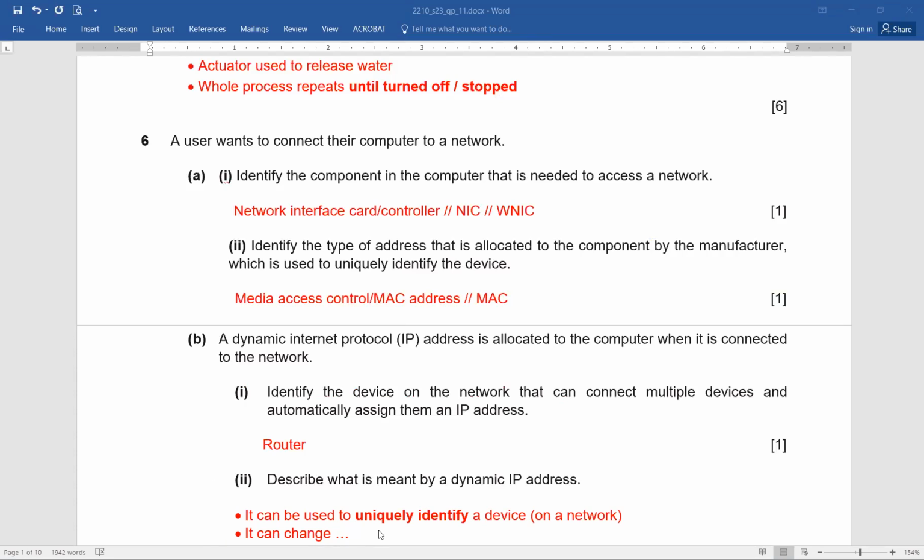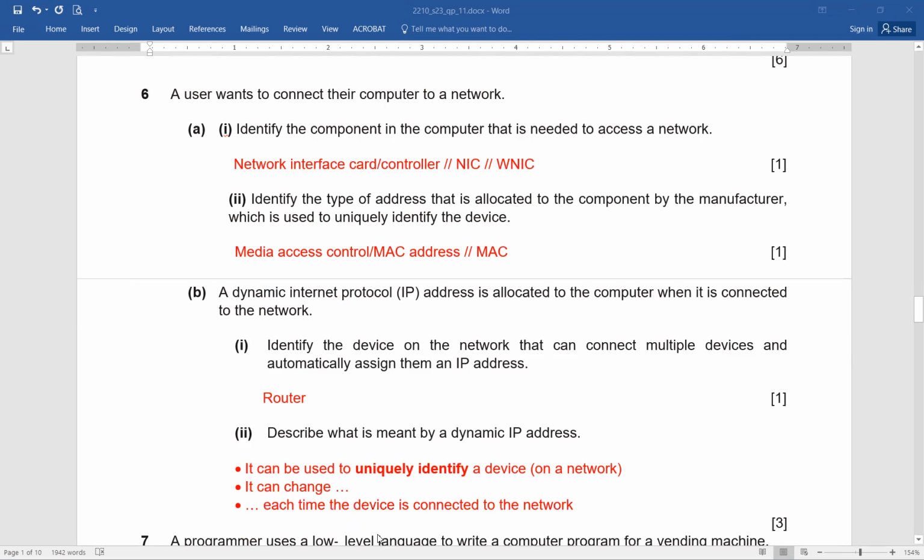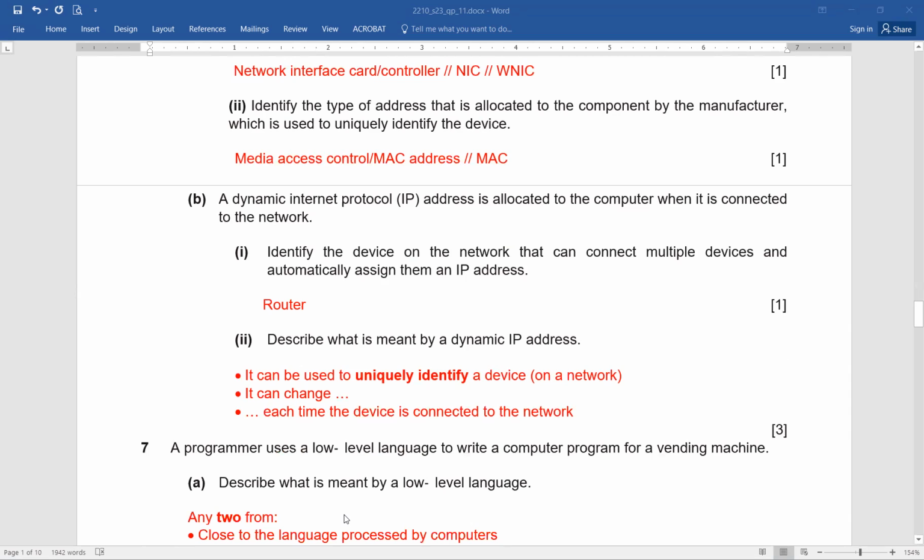It is used to uniquely identify a device on a network. It can change each time a device is connected to the network. That's why it is called dynamic, the one that changes, the one that does not remain the same. So each time the device is connected to the network, the IP address changes, and that is called a dynamic IP address. Any questions? And a static IP address, although not being asked here, but still you can recall, it's an address that remains constant, and the web servers have this static IP address.